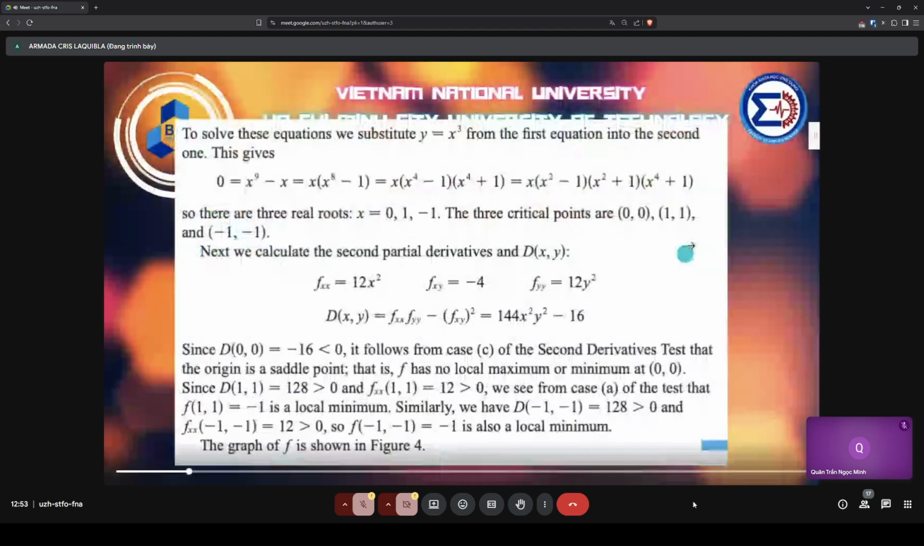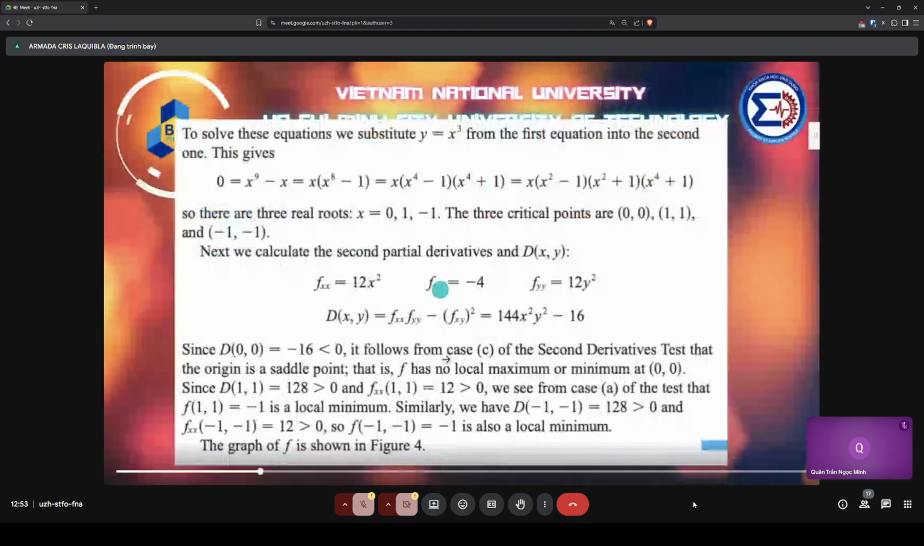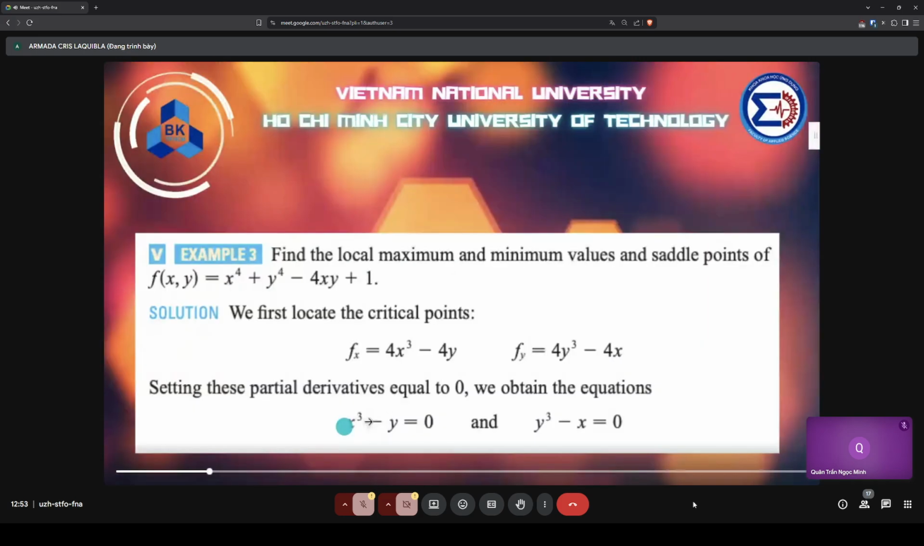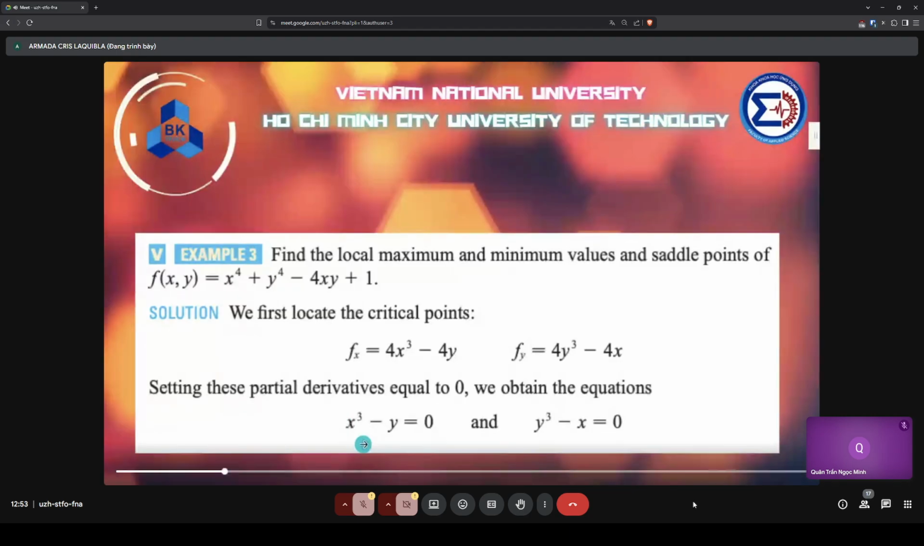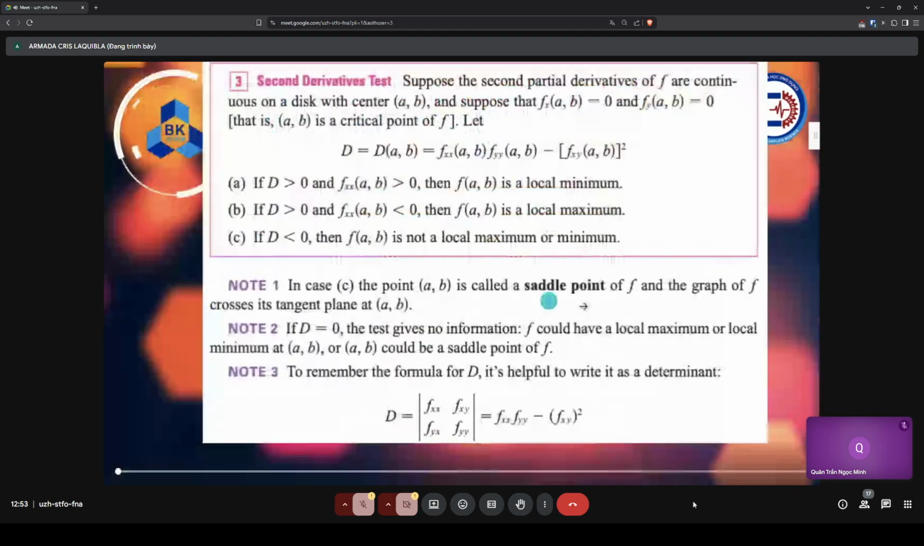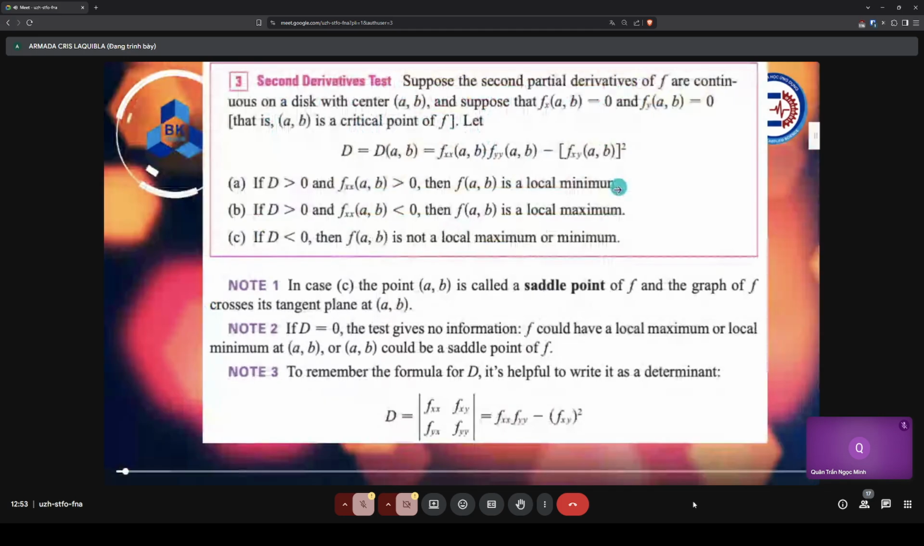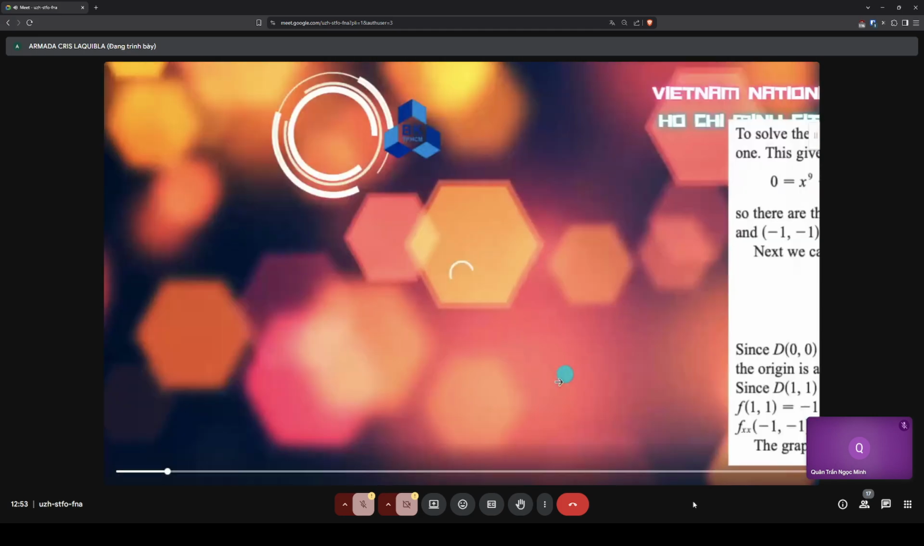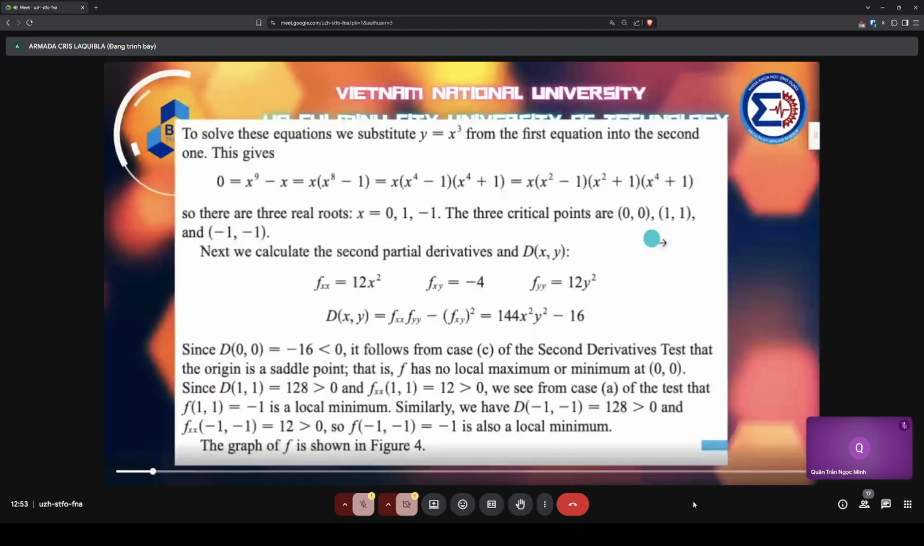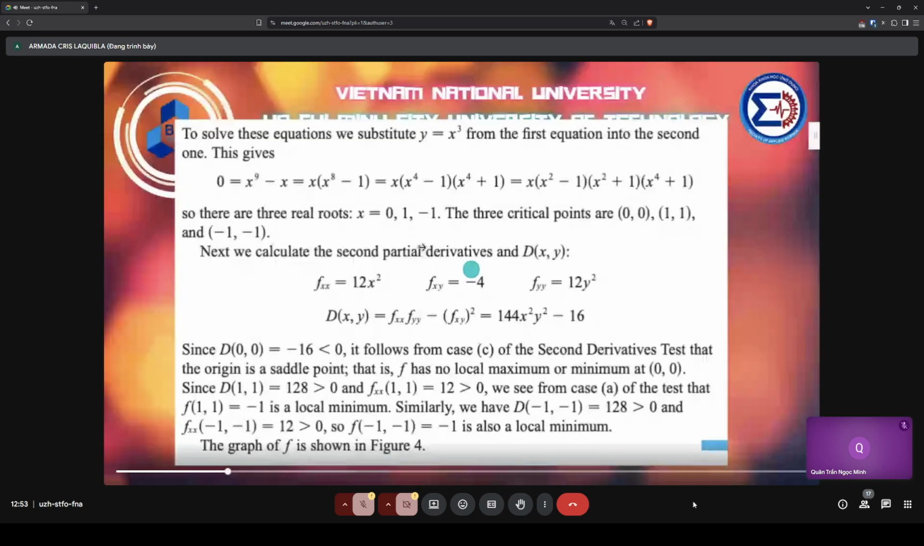Now if it's -1, here it's -1. Cube it. So it's -1. Transfer y to the other side. So -1 equals y. So your y is also -1. Where is that? So you have there 3 points. So we have three critical points now. And what to do? Next, we calculate this.